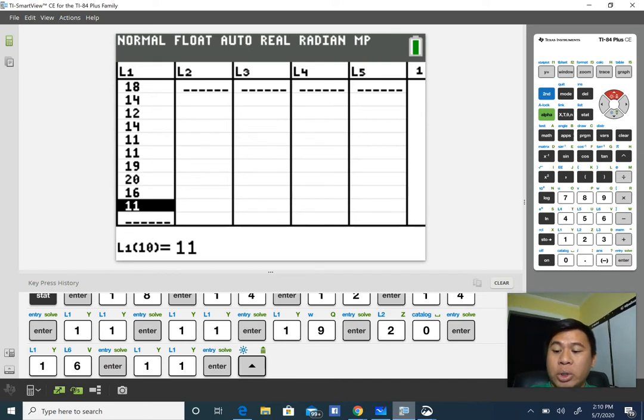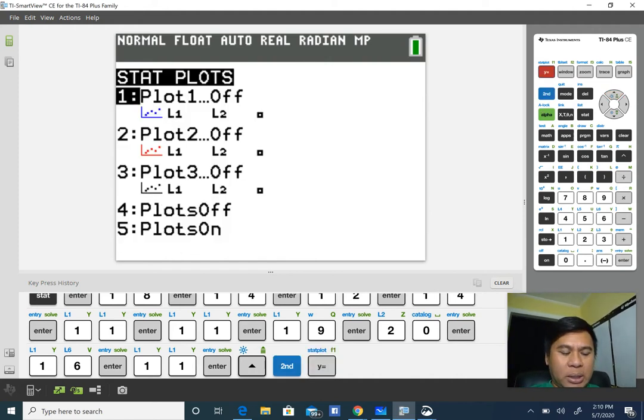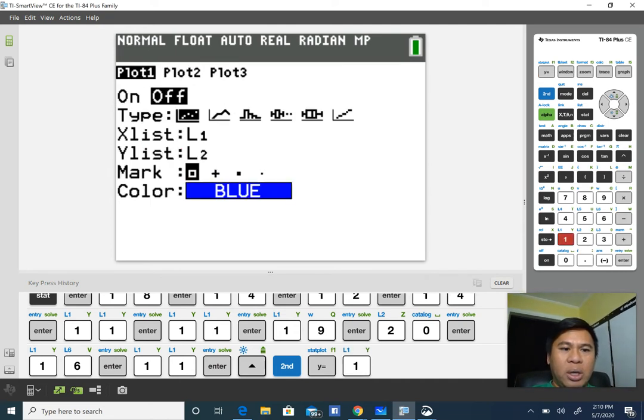Now, in order to get the interquartile range, we can either plot or assemble its box plot or simply calculate it. In my case, I would simply plot this in our box plot. That will be second, y equals, for our stat plot. I'll choose number 1 in this case. Please press enter to turn it on.